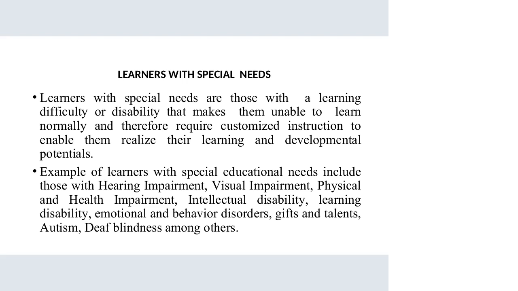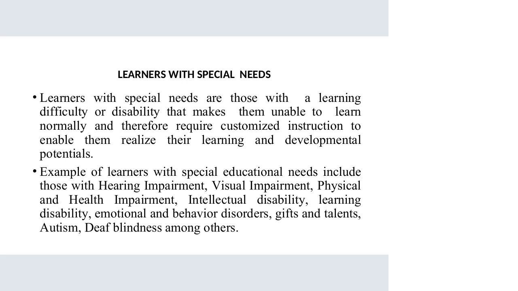Let us list some examples of those learners with special needs. One, we have those learners who have difficulties with hearing, whom we call learners with hearing impairment. Number two, we have learners with difficulties to see, we call them learners with visual impairment. Then we have learners with physical and health impairment, learners with intellectual disability. The others have difficulties to learn. We call them learners with learning disability. Then we have some learners with emotional and behavior disorders, learners who are gifted and talented, learners with autistic spectrum disorders, learners with deaf blindness, among others.